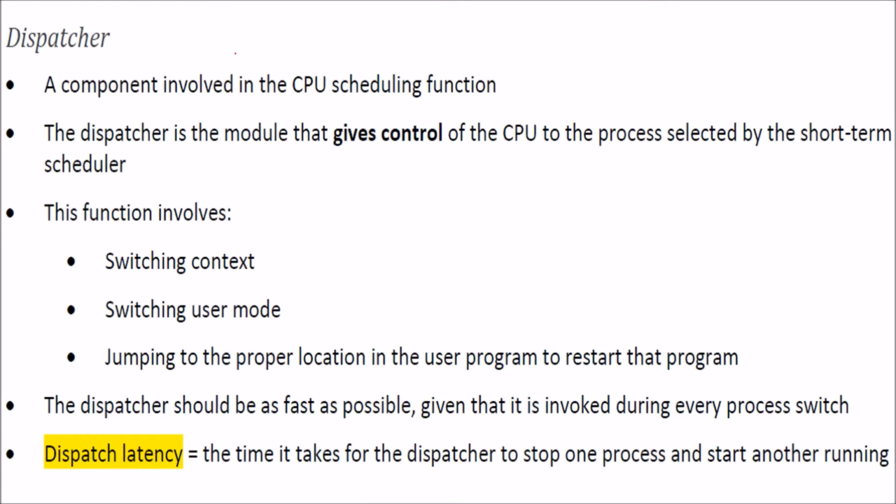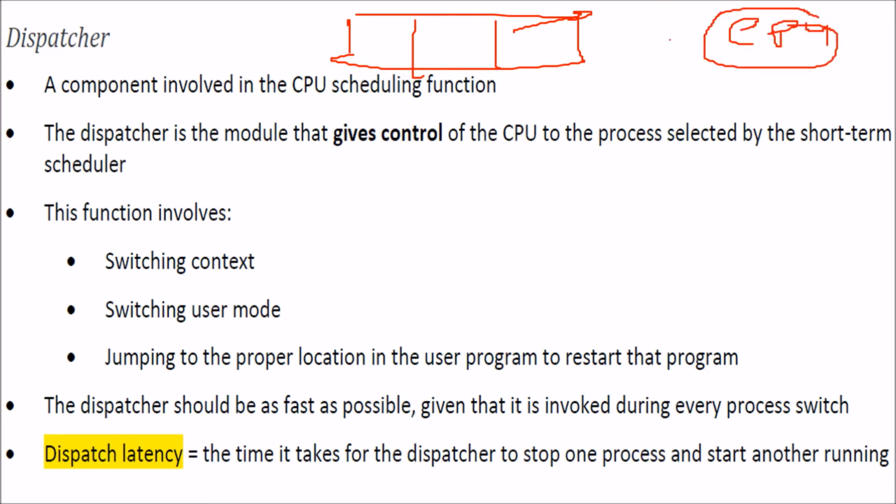We have a dispatcher, which is very important, because as we said, once the ready queue is there, which process has to be selected is formulated by the short-term scheduler. Now, who is the authority, who is the module which takes this process to the CPU? It is nothing but the dispatcher. So the dispatcher is the module that gives control of the CPU to the process which is selected by the short-term scheduler. So what tasks does it perform?